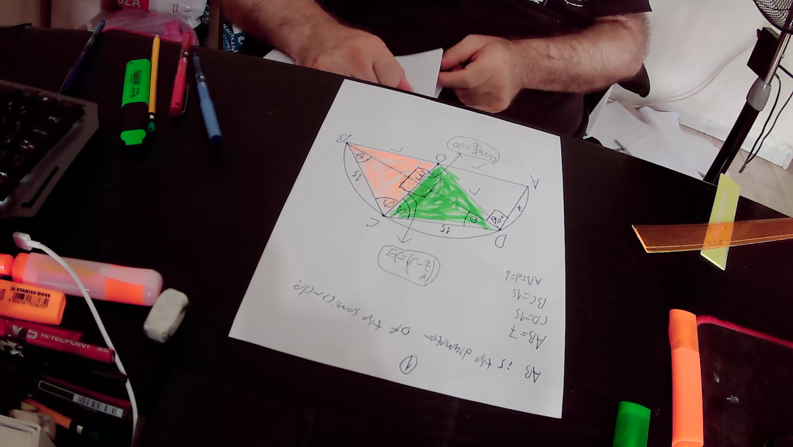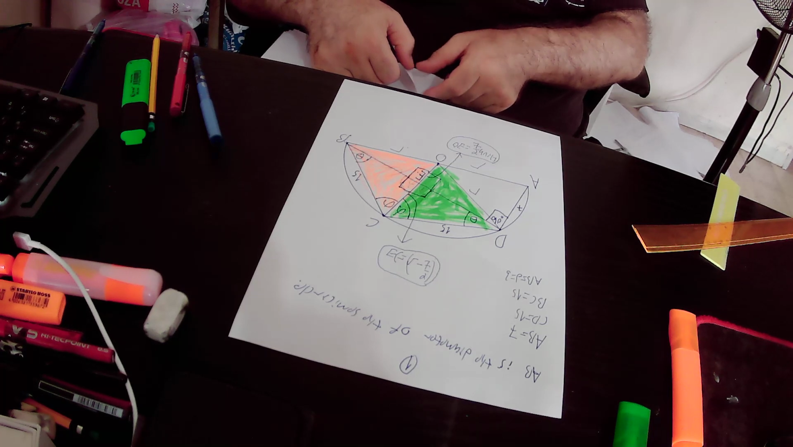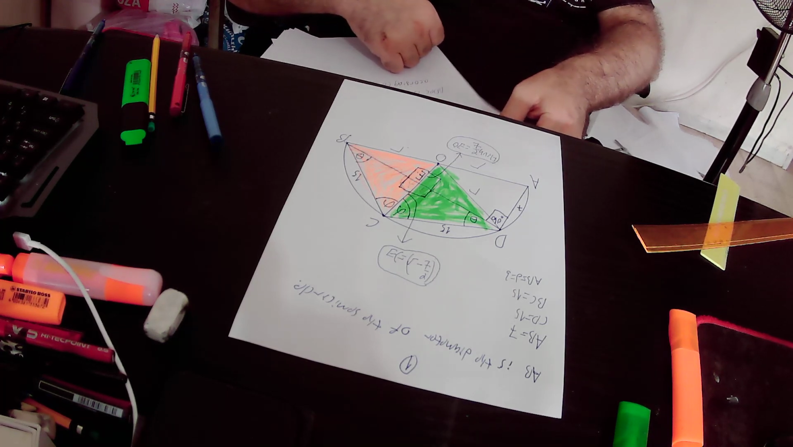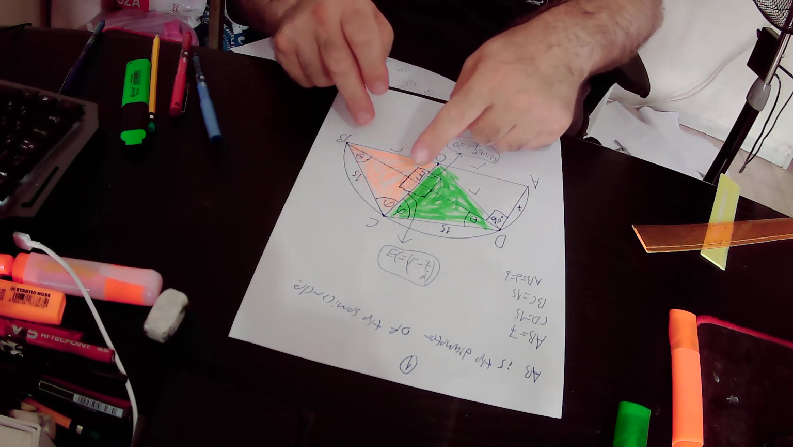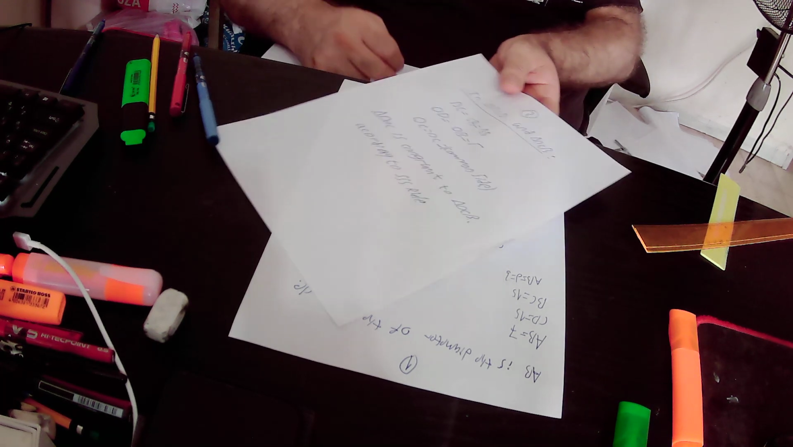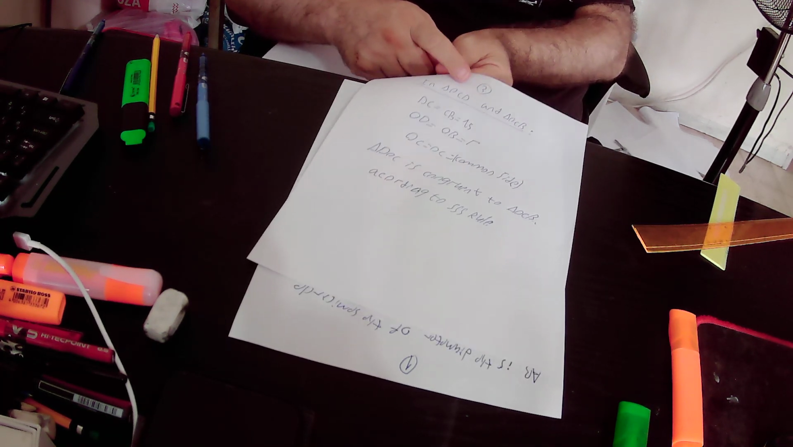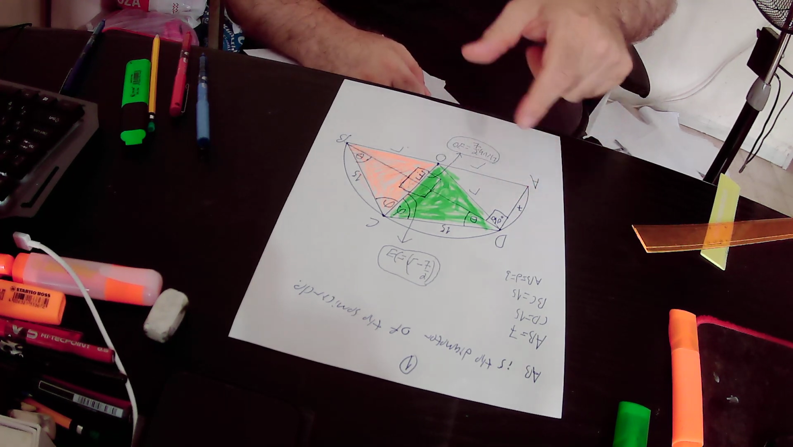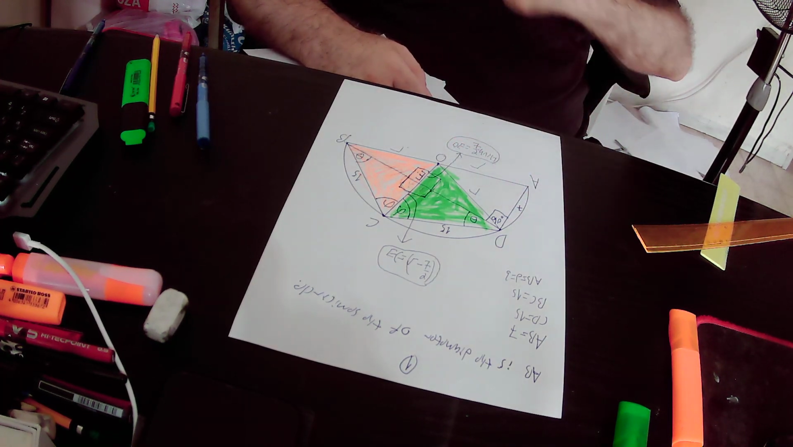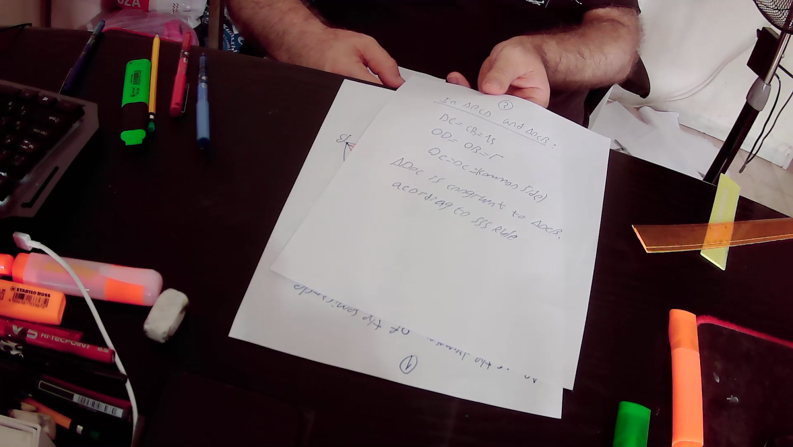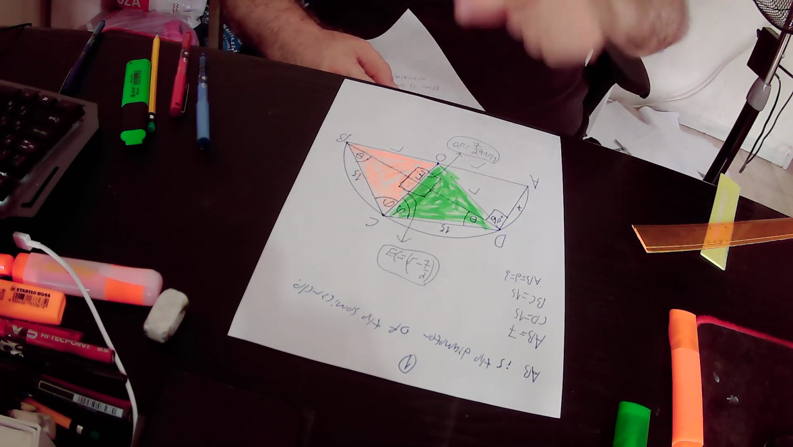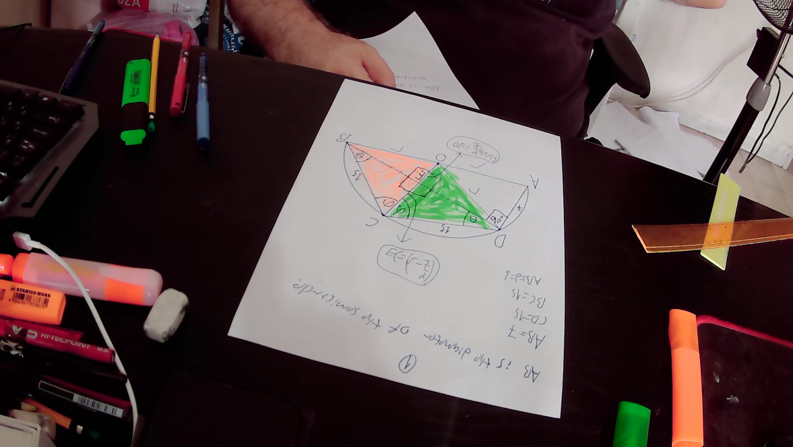First of all, in those two triangles, the green and the orange, DC equals CB equals 15 units. It is given in the question. Also OB equals OD equals the radius. So OB equals the radius of the semicircle, and OC is a common side. It belongs to both triangles. So OC equals OC.